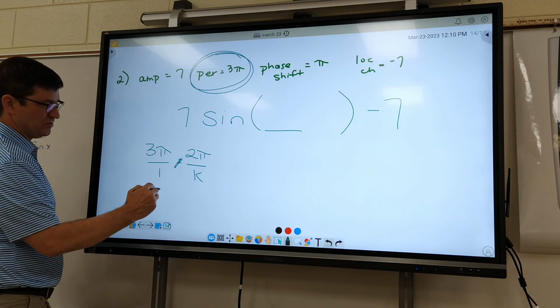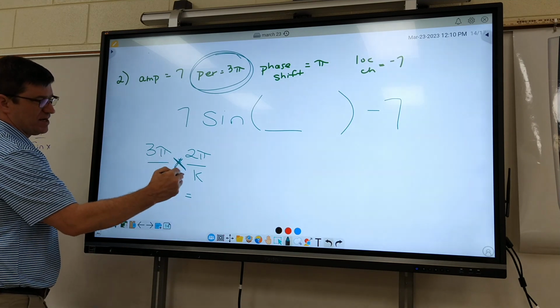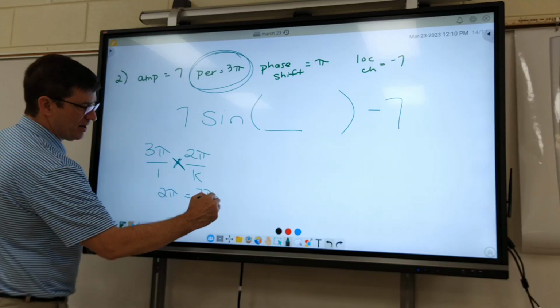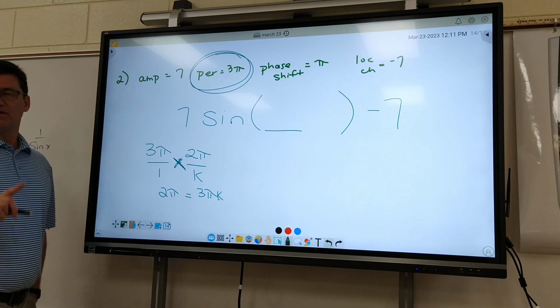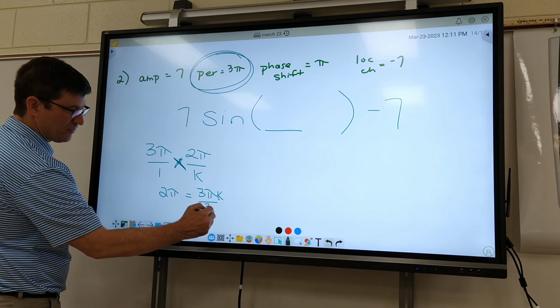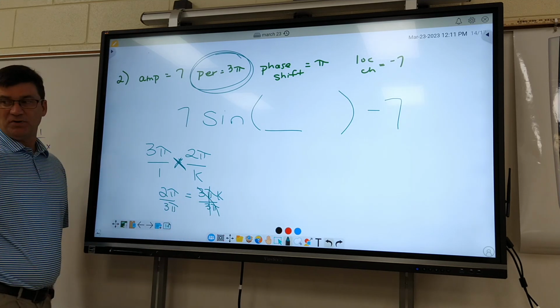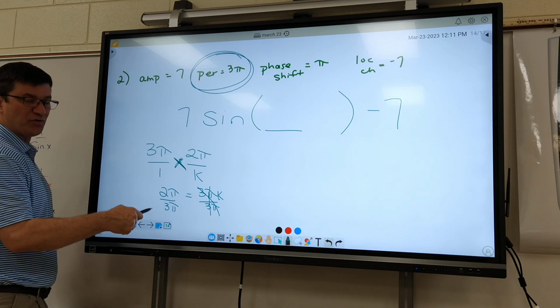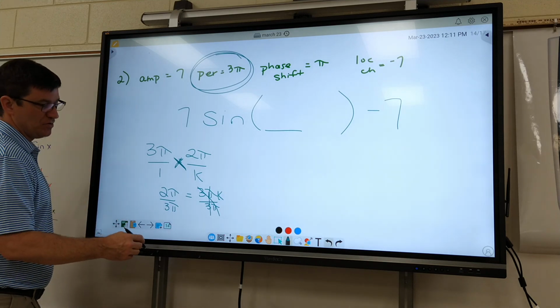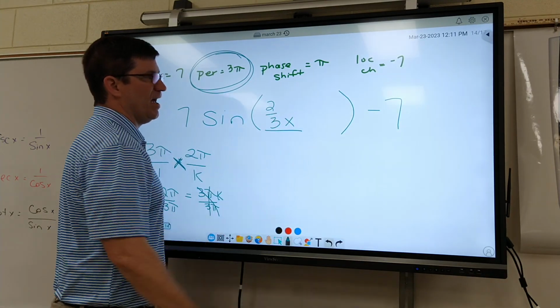I'm going to multiply these two. I got 2 pi equals, when I times these two, I got a 3, a pi, and a k, right? What do I divide by? You divide by whatever's with the variable. So we divide by 3 pi here and 3 pi here. So if you would put in your calculator 2 pi over 3 pi, it should give you 2/3. So that's going to be 2/3 x.